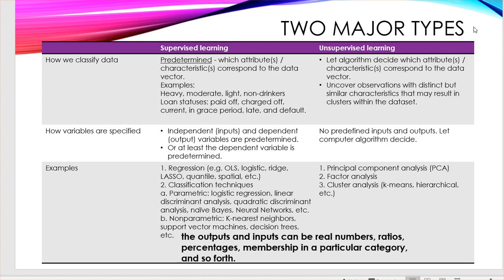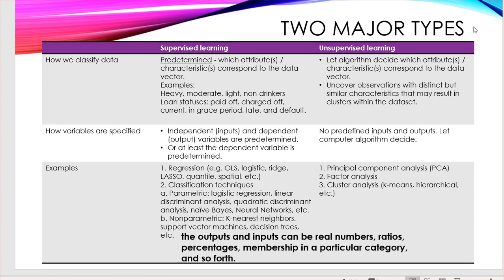And when we use the unsupervised approach to classify data, there are no inputs or outputs in our analysis. We don't distinguish our variables as inputs or outputs, or as independent and dependent variables. We just let the computer algorithm decide and see what patterns we find. So essentially, we let the computer algorithm do what it likes and see what it finds.